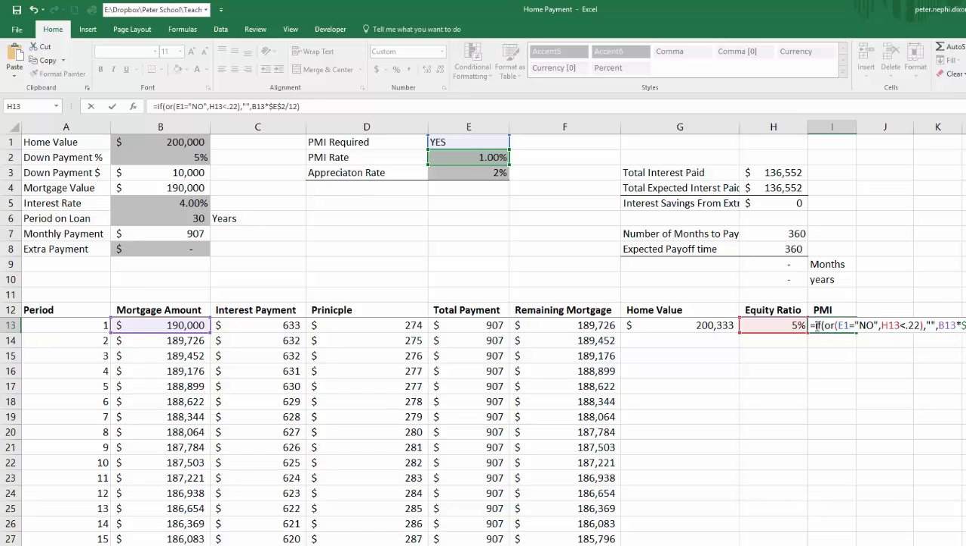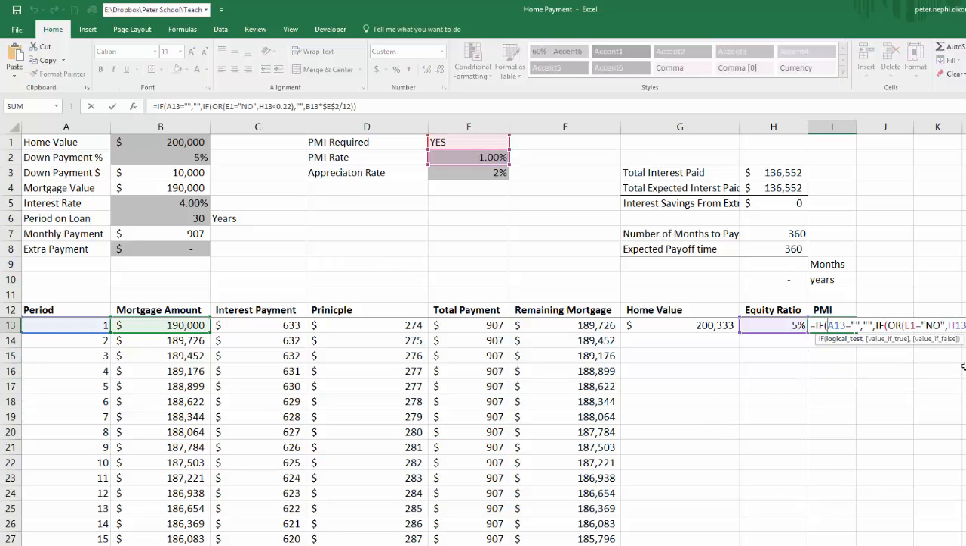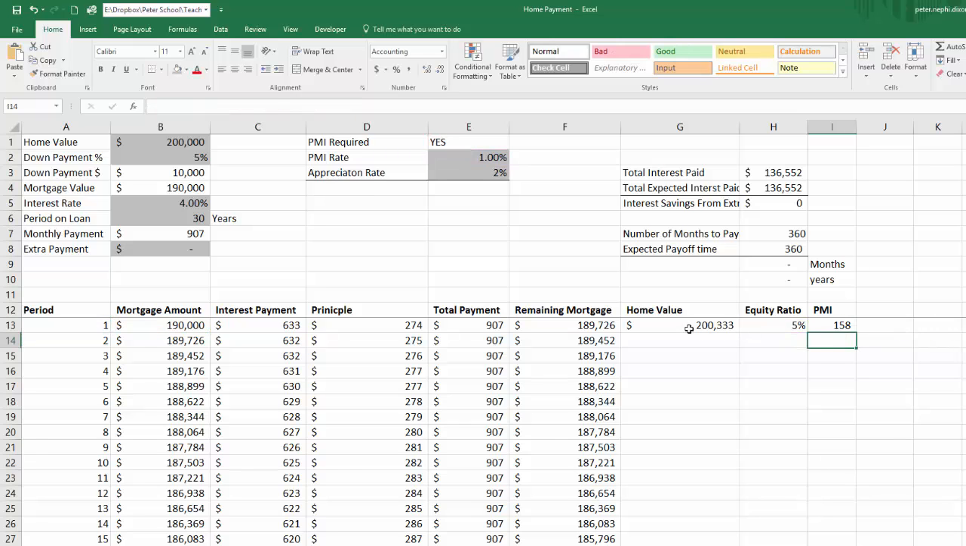Now the other thing we need to do is then say if period 1 is equal to a blank, then give me a blank. If not, then give me whatever's in this if statement. So this should be if it's greater than. I messed up there. I apologize. So if your equity is more than 22%, then you can typically drop your PMI.